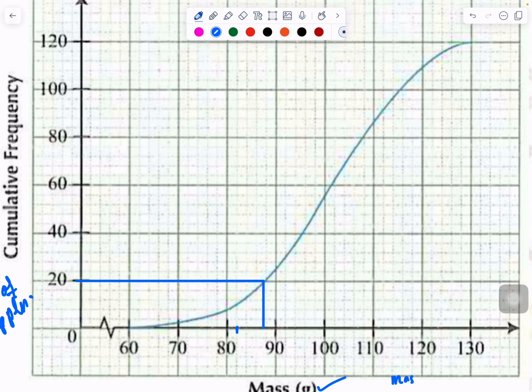First of all, let's focus on the x-axis. What is the difference between 5 boxes? This is 80, this is 90, so it is 10. And how many small boxes are in between? 5. So the reading of one small box is 2. So this is 82, 84, 86, 88. So this is 88.